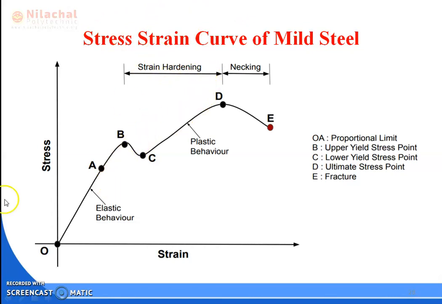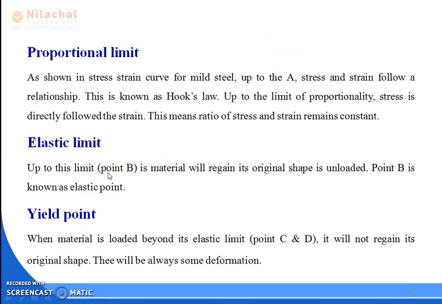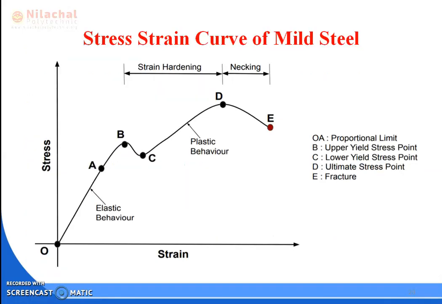So we have to remember all the stages of the mild steel, which are your proportional limit, then elastic limit, then your upper yield point, then lower yield point, after that ultimate stress point, and your last one is the fracture or failure of the material. So today this much. We will discuss the remaining part of this chapter in the next class.